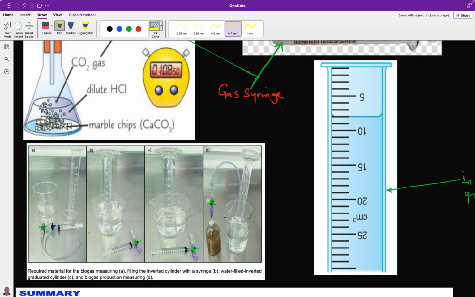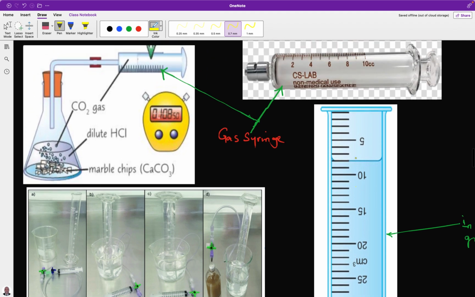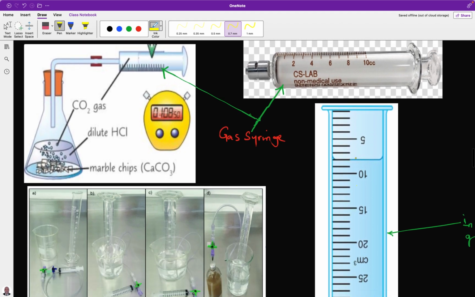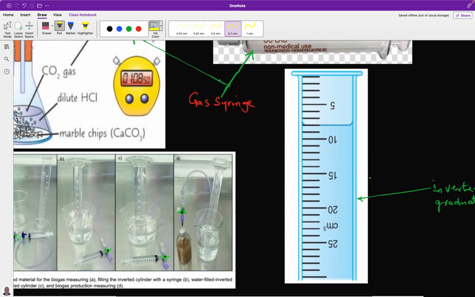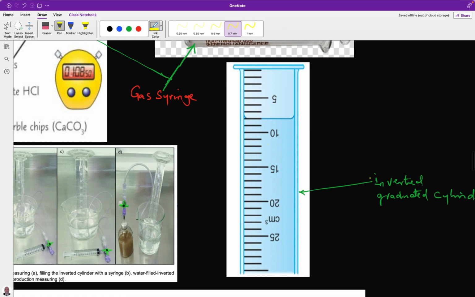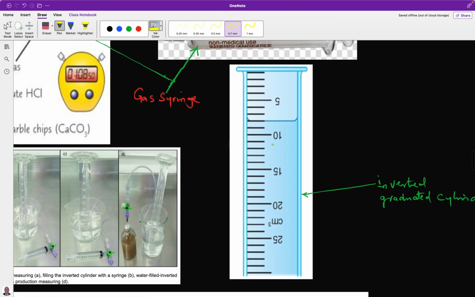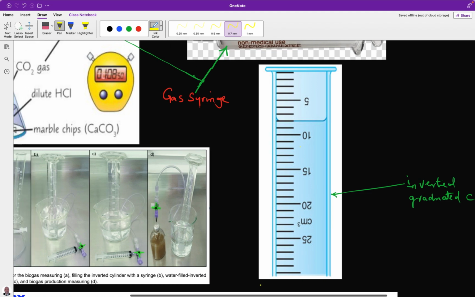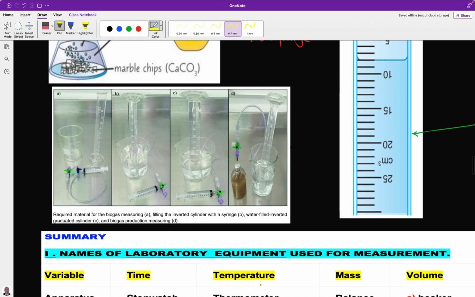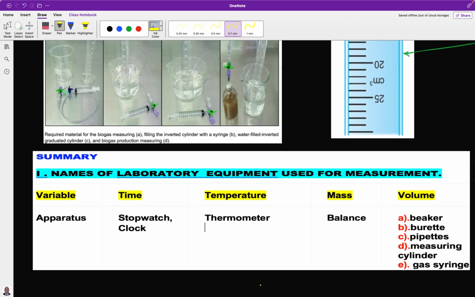We connect it here, and the gas, where we invert it and put it into a beaker, the gas that is being produced is read up here. The more the gas pushes the volume of water in the inverted graduated cylinder down. So this is an example of a graduated cylinder which is inverted. It can be used in the measurement of gas when inverted.